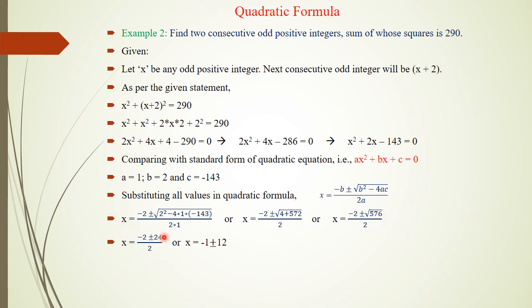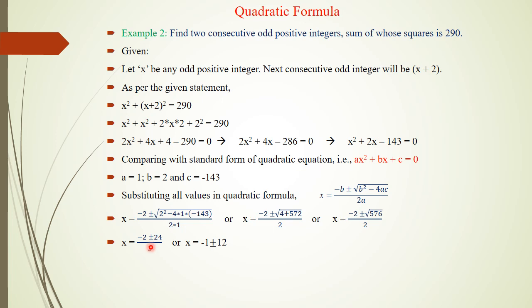We have two roots here. One I'll do by considering plus 24 and one I'll take by considering minus 24. Therefore, x equal to, when I take 2 common from this, taking 2 outside, that will be minus 1 plus or minus 12 divided by 2.